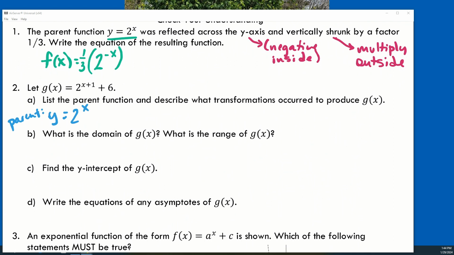All right. This has 2 transformations. We have that, and we have that. All right, so adding 1 on the inside, what is that going to do? Shift left 1. Good. What about that adding 6 on the outside? Good. That's it.